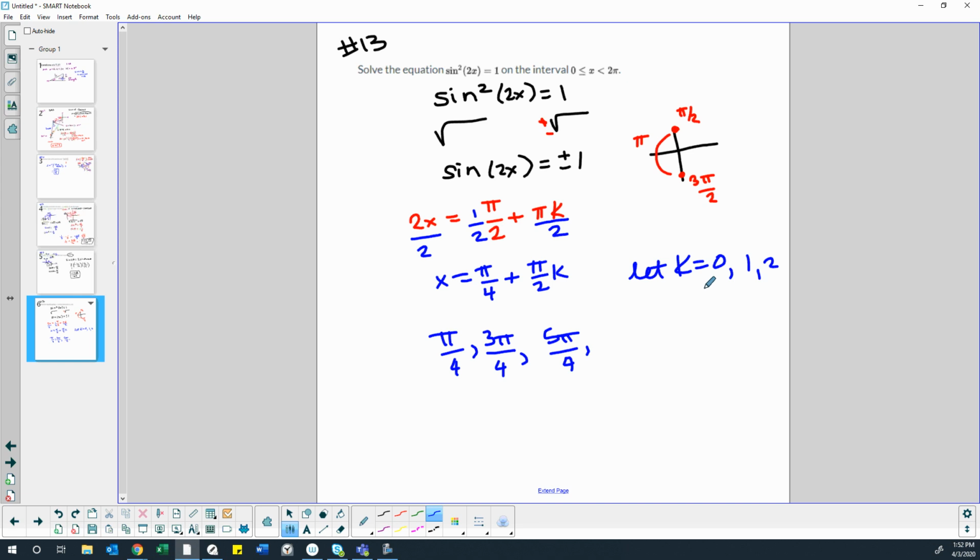And then if we let k equal 3, then we're adding 3 pi halves, so that's going to jump us to 7 pi fourths. And if we go any further, we will be past 2 pi. So I think those are the correct answers. Let me find the problem. Make sure we got it. So yeah, that answer choice is there.